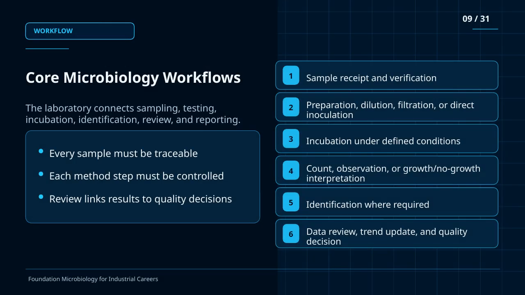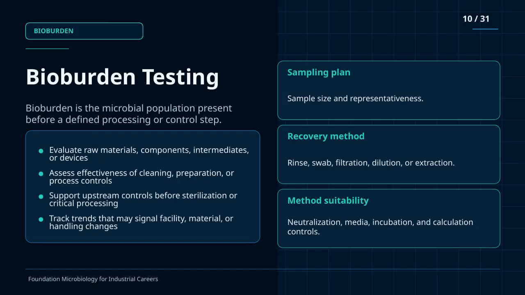The pharmaceutical microbiology workflow connects sample receipt, preparation, incubation, colony observation, identification, review, and reporting. Every step must be traceable so that a final quality decision can be supported by reliable evidence. Bioburden is the microbial population present on or in a material before a defined processing or control step. Bioburden testing helps evaluate upstream controls, cleaning effectiveness, material quality, and trends that may indicate handling or facility changes.